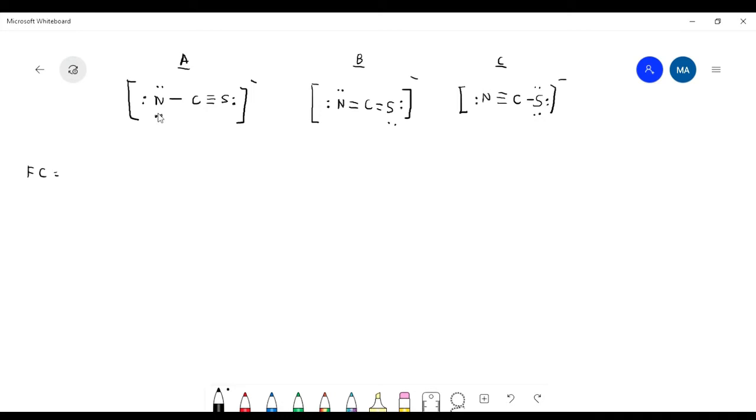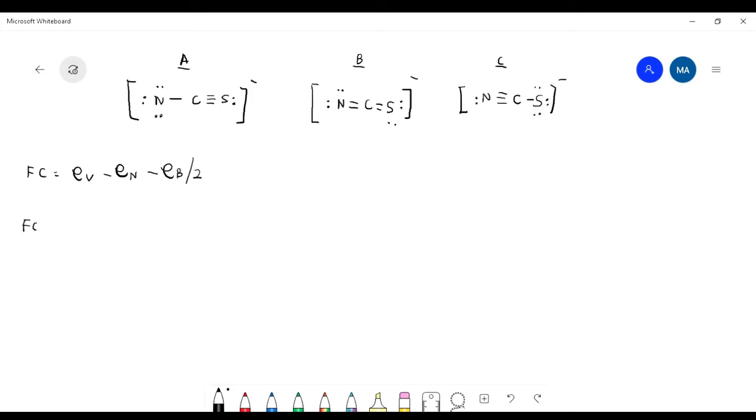For question number 1, how can we calculate the formal charge of every atom in every structure? As you all know, the formula for formal charge is the valence electrons of the atom, minus En, the unshared electrons or the lone pair electrons, minus Eb. Eb refers to the electrons involved in the bonding, divided by 2. Let's take a look at structure A.